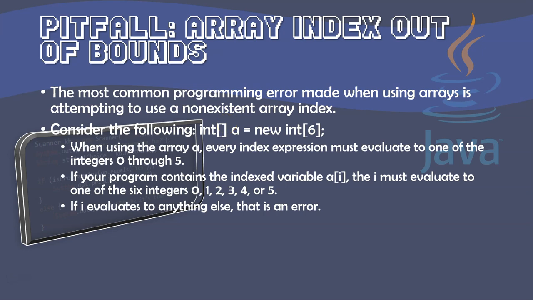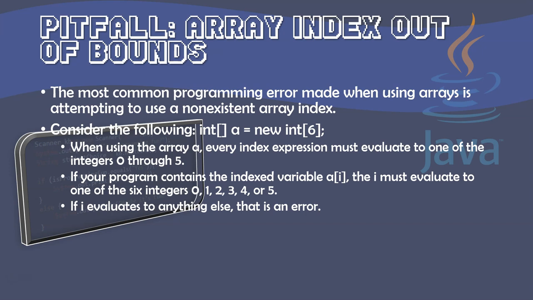So if we look at the following, we have int[] a = new int[6]. When we are using this array, every index expression must evaluate to one of the following integers, 0 through 5, because remember, arrays start at 0. If your program contains the indexed variable a[i], then i must evaluate to one of 6 integers: 0, 1, 2, 3, 4, or 5. If it evaluates to anything else, that is an error, because it would be out of the bounds of the array.